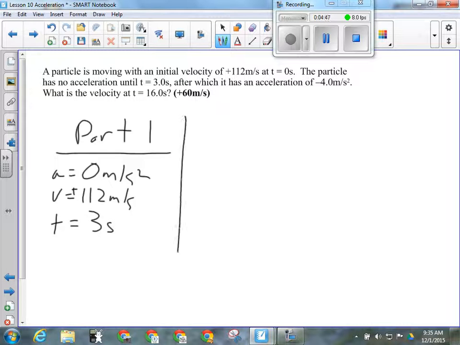Okay. After 3 seconds, the particle has an acceleration of -4 meters per second squared. And what's the velocity at time 16 seconds? So how long does this second part take?